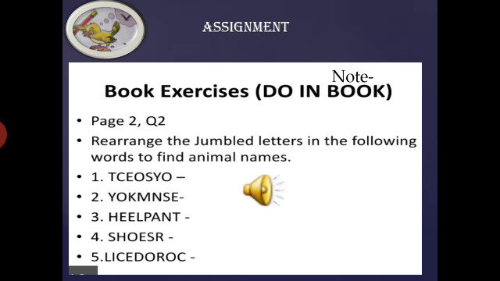Now this is your assignment for today. This is your book exercise, and everybody will write it in your notebook. All these questions you will write in your notebook. Some words have been given here which are jumbled. You will rearrange the jumbled letters in the following words to find animal names. So you will unjumble these letters and make animal names. You will write this question in your notebook and solve it. The rest of the part we will take in our next class.